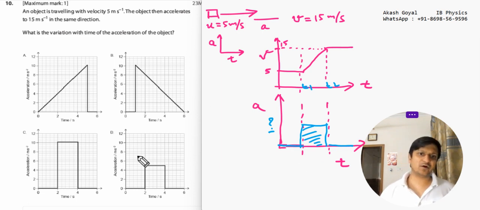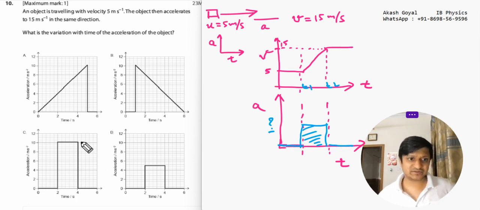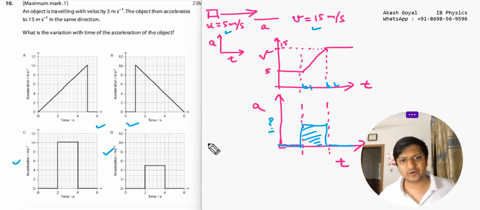So we can see in the options, we have two options for this, C and D. So both could be right. So we have to see which one from C or D is the right option. So for this, we have to calculate the acceleration. What would be the acceleration if a body changes its velocity from 5 meter per second to 15 meter per second? So for the calculation, we all know that we will use the first equation.